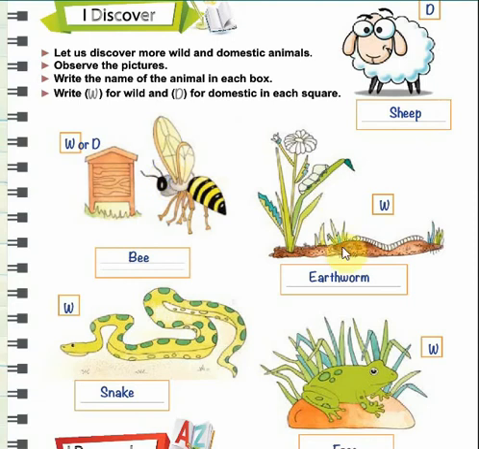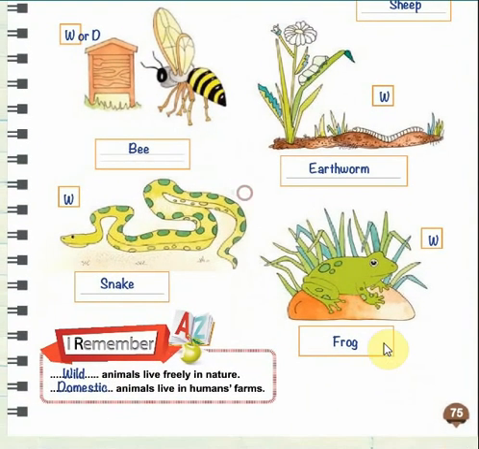Okay. Here we have the earthworm. The earthworm is a wild animal. The snake also is a wild animal. And finally, we have the frog. The frog also is a wild animal. They live freely in nature and they don't need our care.